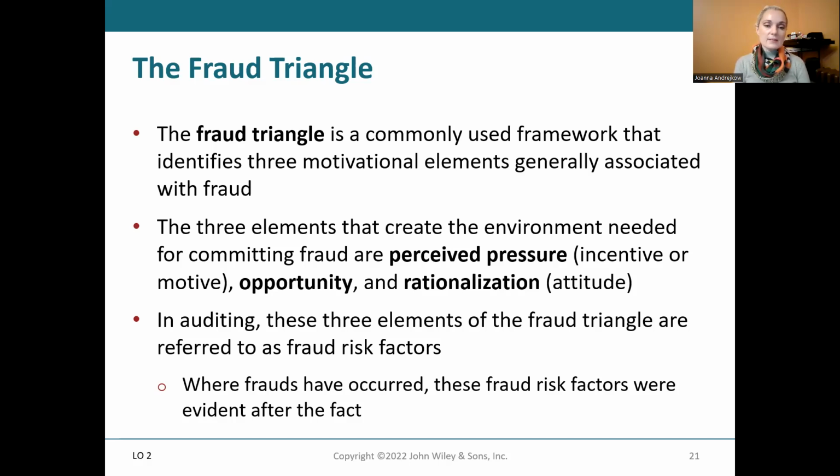So in auditing, these 3 elements of the fraud triangle are referred to as fraud risk factors. Where fraud has occurred, these risk factors were evident after the fact. So for example, if you look at an organization that was a victim of fraud, you will be able to identify all 3 elements of fraud. So the employee has a perceived pressure, has the opportunity to commit the act, and then post hoc, the employee can rationalize or justify the act.